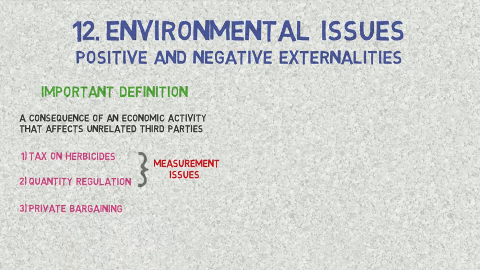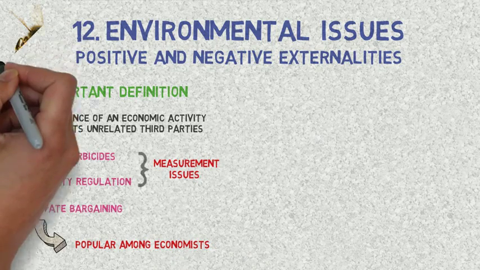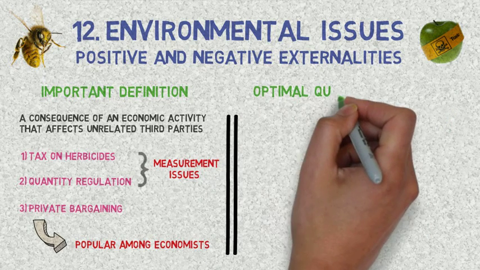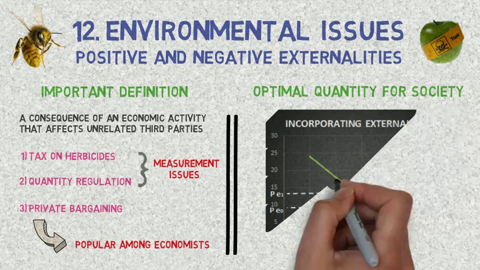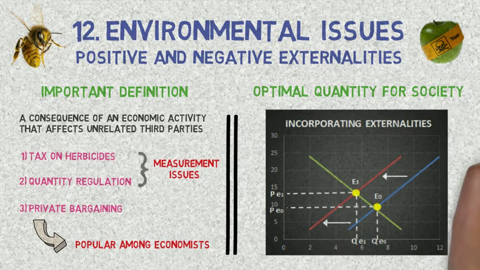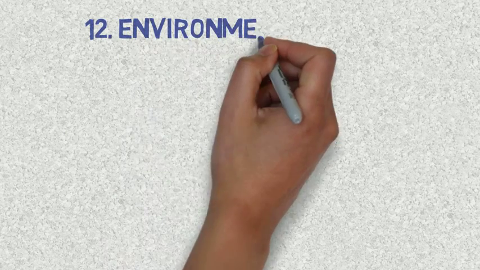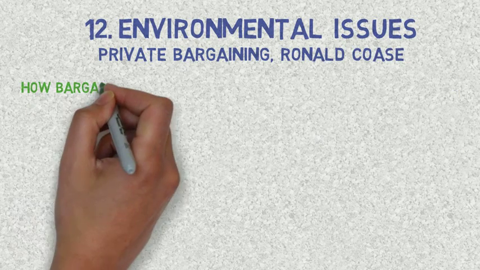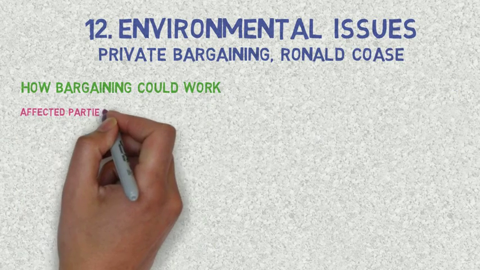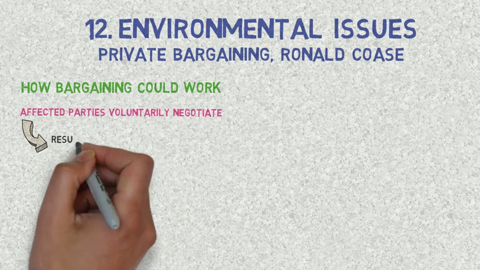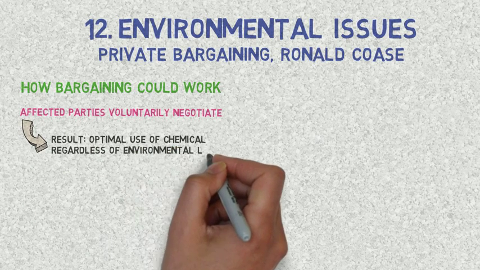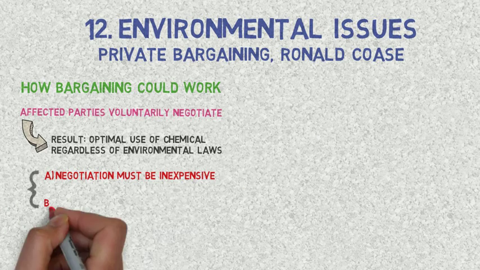Economists often prefer the so-called private bargaining as a solution to conflicts caused by externalities. The Nobel Prize-winning economist Ronald Coase suggested that there may be no need for government intervention to internalize externalities. Coase suggested that the affected parties could voluntarily negotiate until the optimal solution is reached. This optimal solution does not mean that herbicide use would be zero. The optimal solution, in this case, means that both the corn producer upstream and the producer downstream can reach an agreement that benefits both. The Coasean bargaining is only possible if communication between all the parties involved is inexpensive.